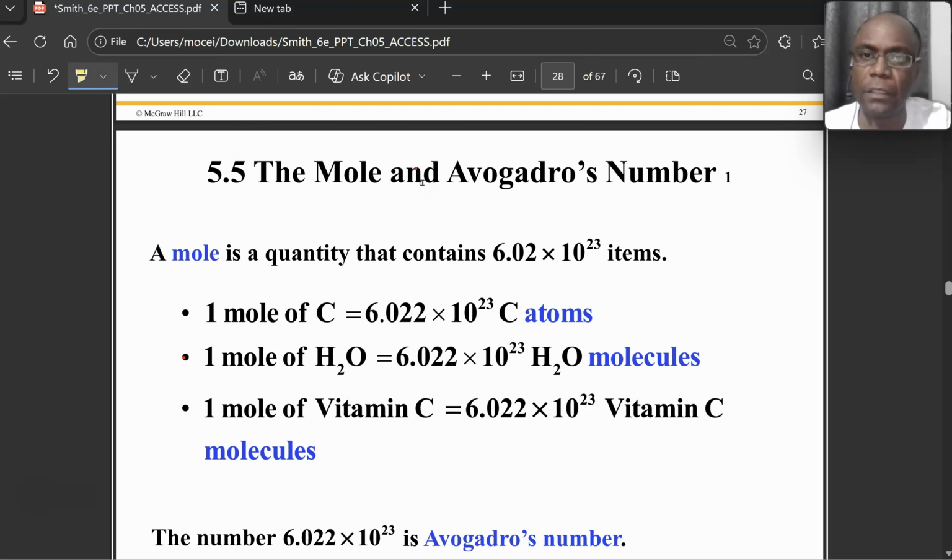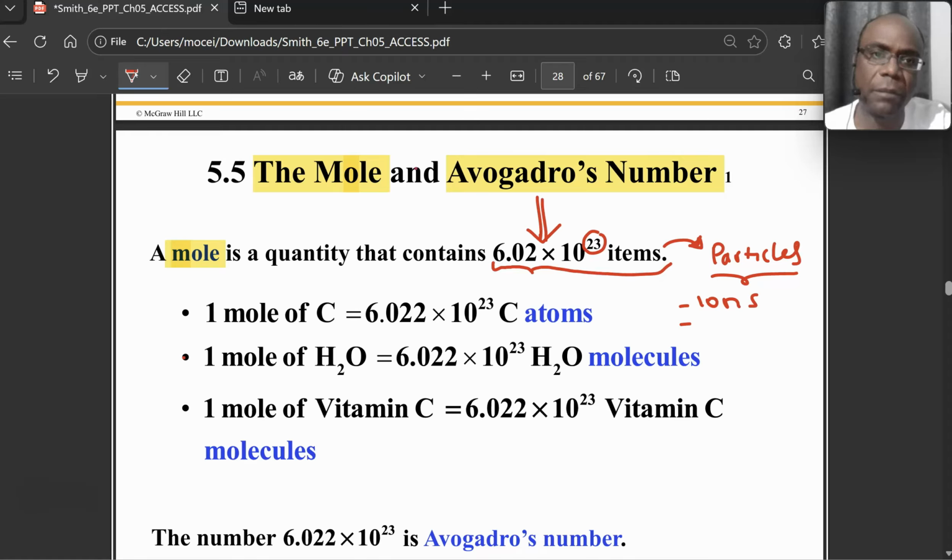What is a mole? The mole is not the animal that lives underground. In this case, we're talking chemistry, not ecology or zoology. In chemistry, the mole is a quantity that contains 6.02 times 10 to the power 23 items. And these items can be particles. The particles can be ions, 6.02 times 10 to the power 23 ions.